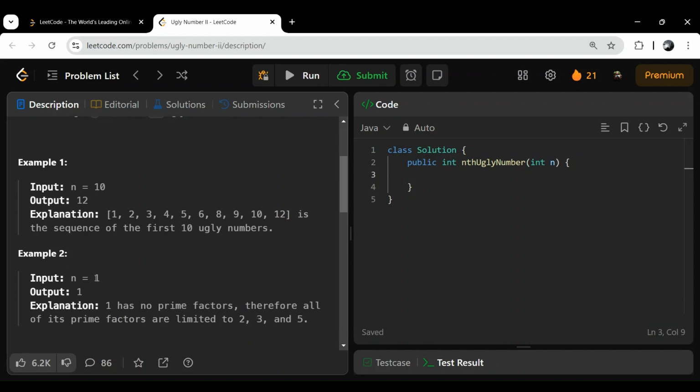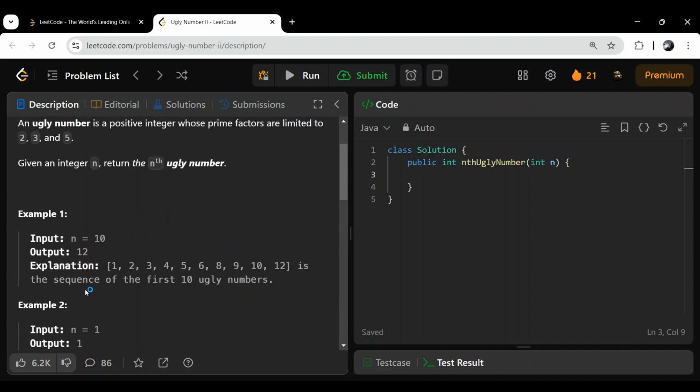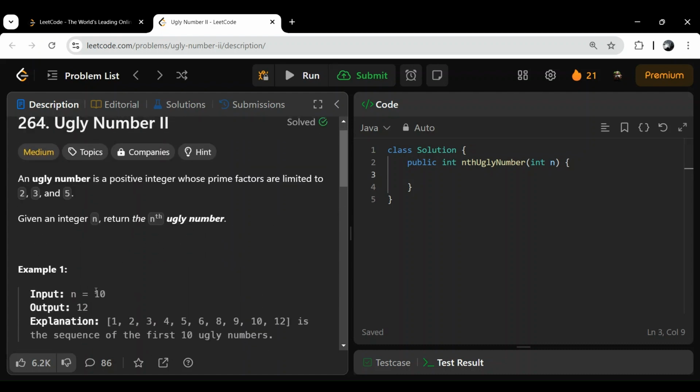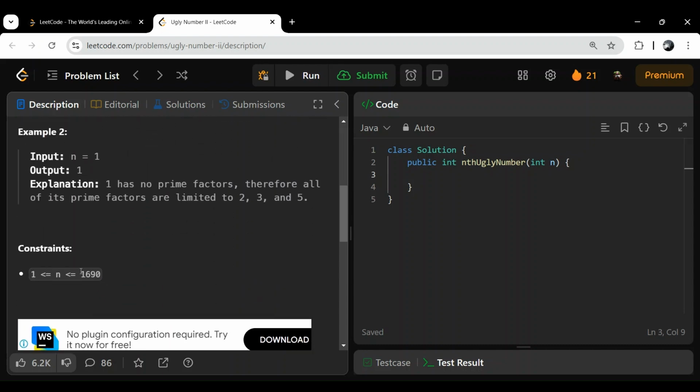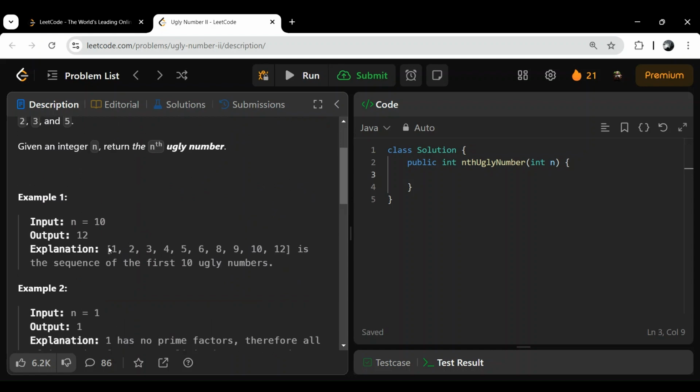So here the first ugly number is 1 only, so it is returning that. If we are given 10, so what is here? You can see the range is up to 1690.